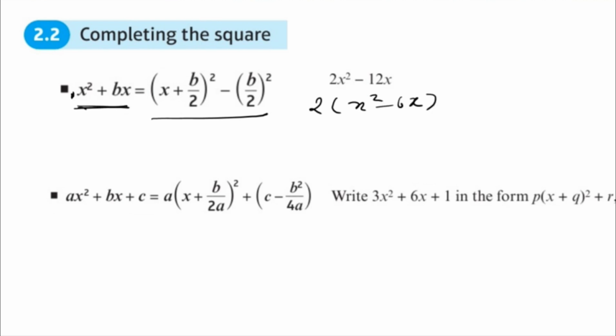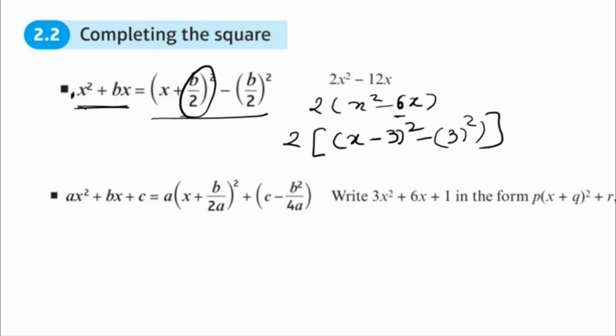So I will get this form. Now 6 is my b. So what I have to do is x plus b over 2 squared. So x, because it's minus here, minus 3 squared. How I got 3? 6 over 2, because I have to do b over 2 squared. So 2 into bracket x minus 3 squared minus 3 squared, which is 9, and this 2 multiplied by 9 will give you 18.